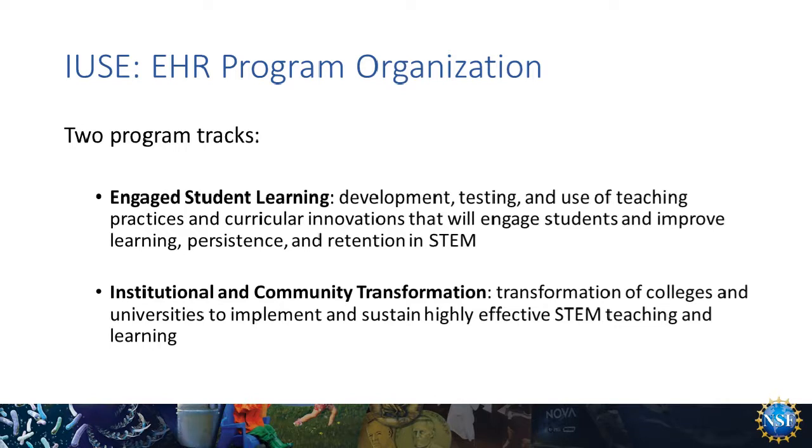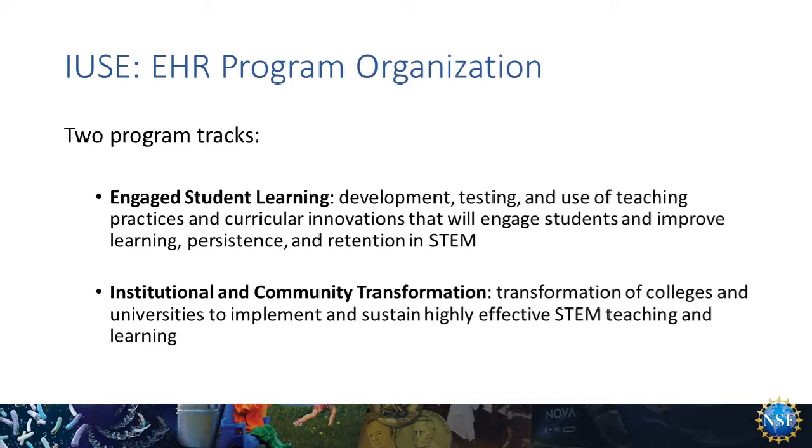So the Engaged Student Learning track really focuses on the student, and it's interested in the development, testing, and use of teaching practices and curricular innovations that can help to engage students and improve their learning, persistence, and retention in STEM. That doesn't necessarily mean that all projects in this track need to focus directly on the students, but they could certainly work on the students through something like faculty professional development, where the ultimate outcome will be to affect student learning.